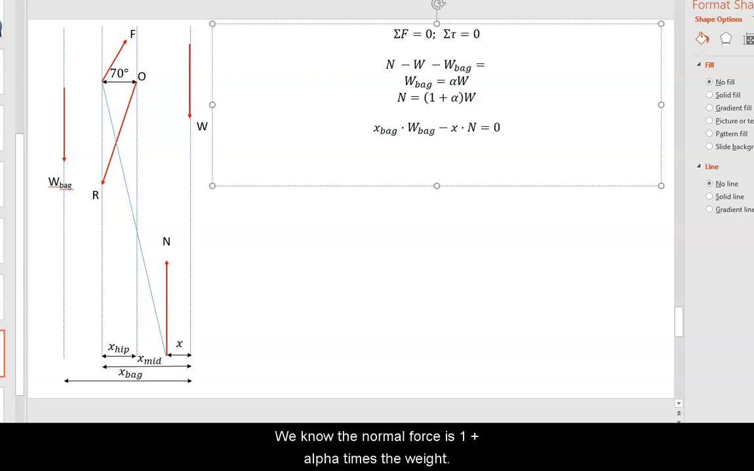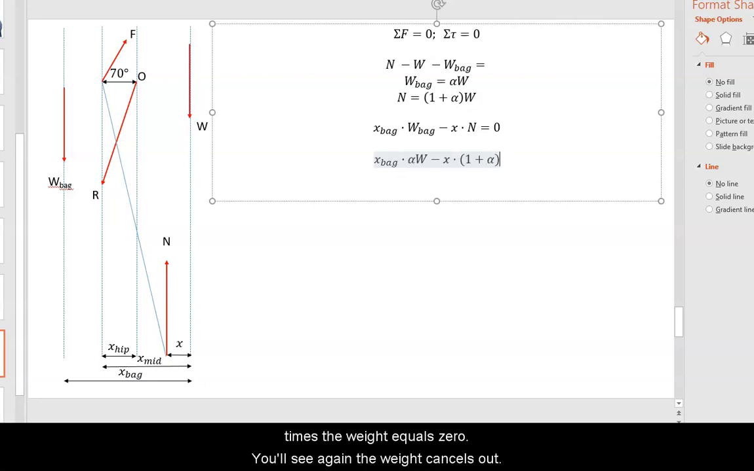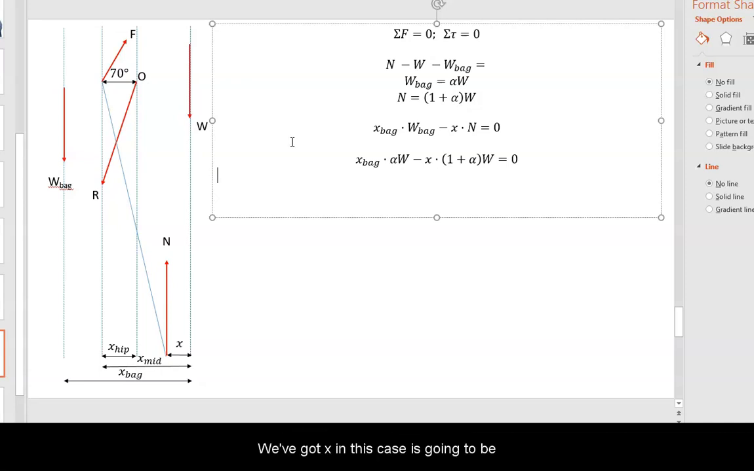Well, we know the normal force is 1 plus alpha times the weight. We know the weight of the bag is alpha times the weight. So this is alpha times the weight minus x times 1 plus alpha times the weight equals 0. You'll see again the weight cancels out. And we've got x equals alpha over 1 plus alpha.